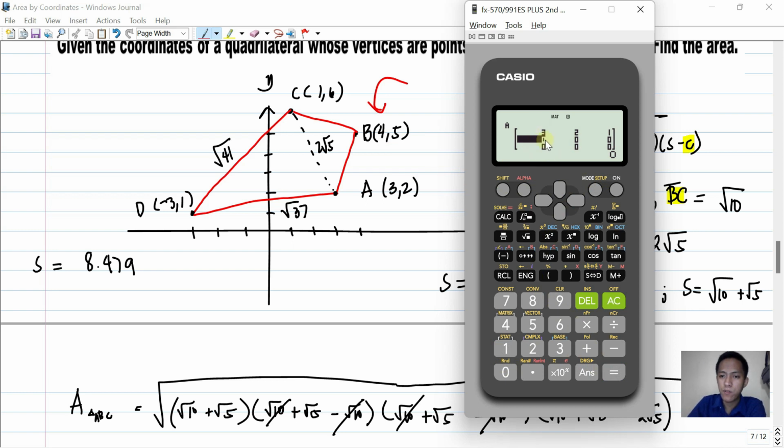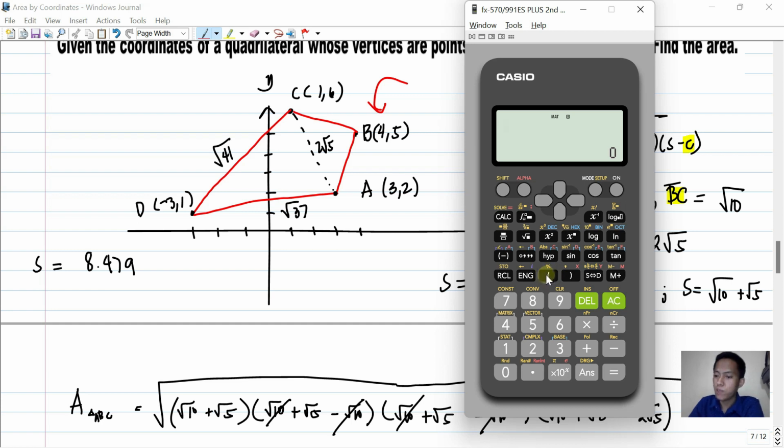And this first and second column will be the x and y coordinates. So, this first column is the x coordinate. This second column is your y coordinate. Okay? So, for B, that is 4, 5. So, 4 equals 5 equals. For the third column, just input 1. Okay, for the third point, that is 1 and 6. 1, 6. And for the third column, that is just 1. Okay, press AC. Then get the determinant of the 3 by 3 matrix.